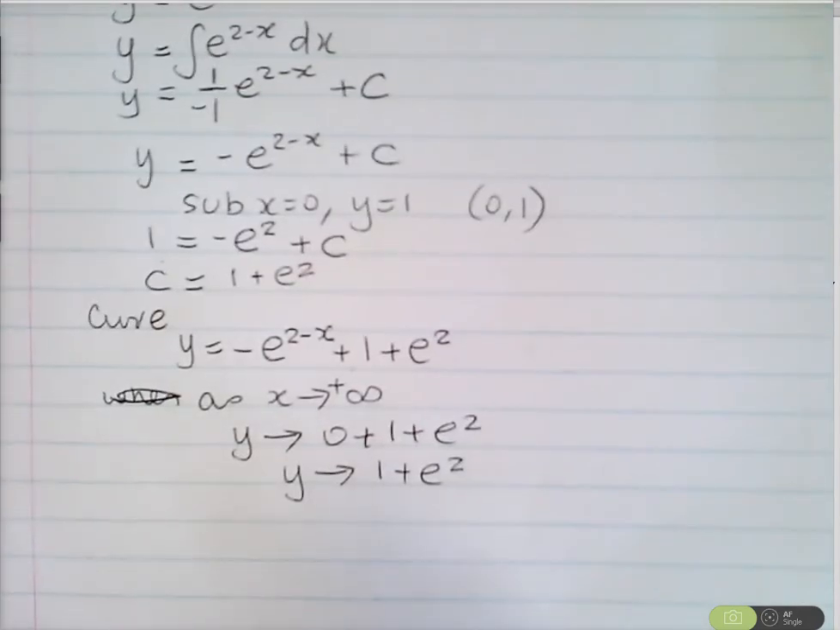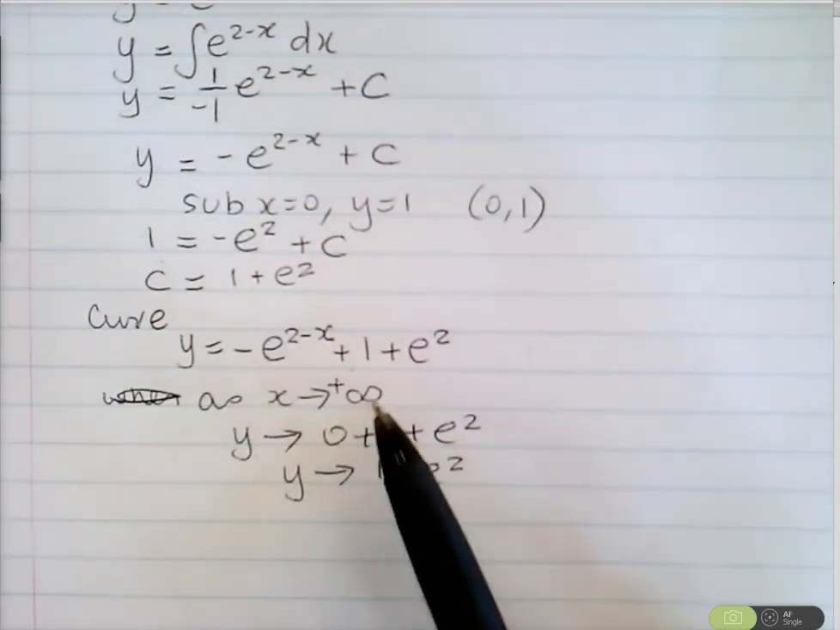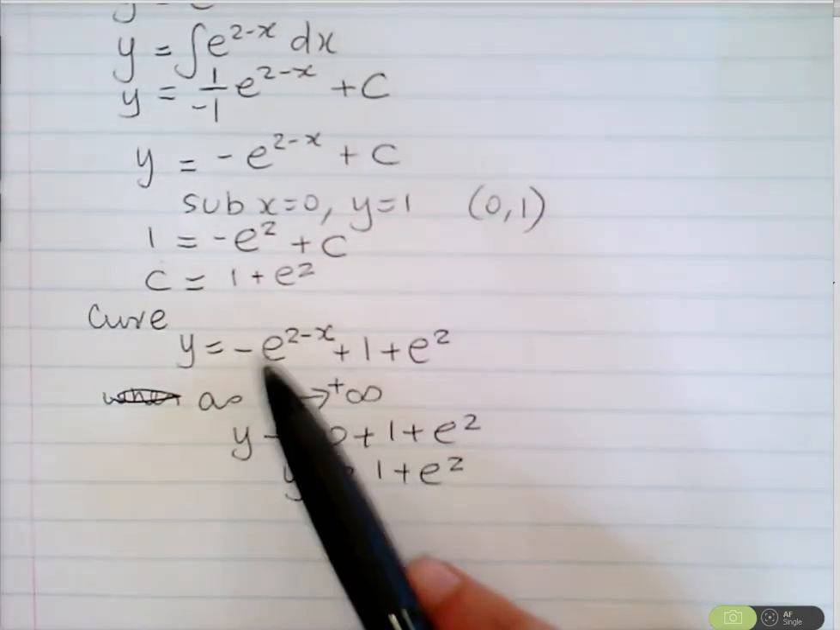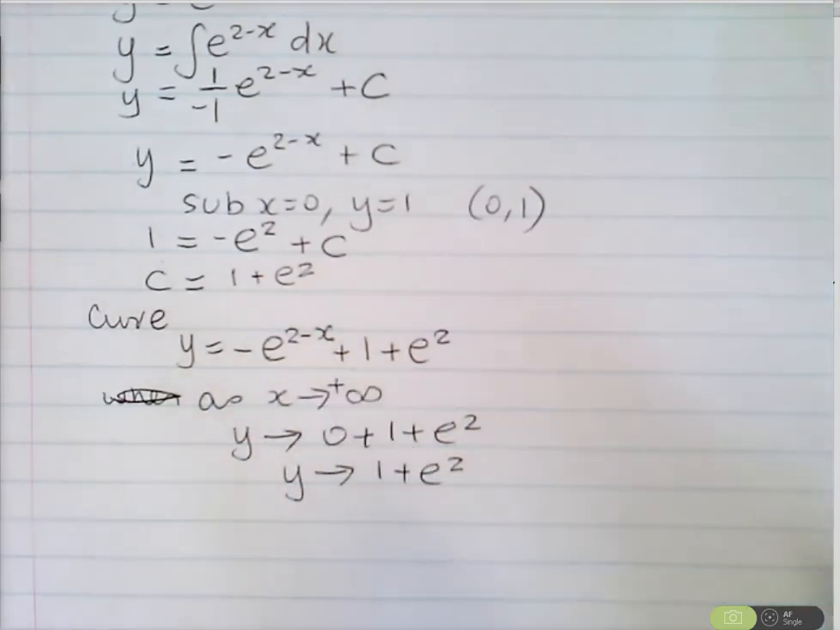You can try as x approaches negative infinity, see what you get. Try when x is, say, negative 10, you'd get negative e to the positive 12. That's not an asymptote.